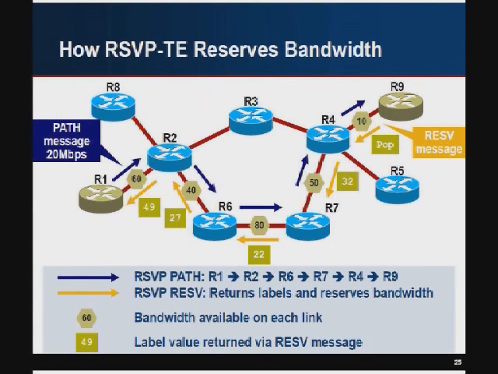So here's kind of a diagram showing how RSVP-TE actually reserves bandwidth. So you start by sending out a path message, and you see it goes from router 1 to 2 to 6 to 7 to 4 to 9. Each step along the way, it's being checked against the path to see if it can fit, and if it is, then you get a return back to the previous router of the label that will be used. It goes out with an RSVP path message. It comes back with an RSVP reservation message, but we're not really getting into the details of the protocol.